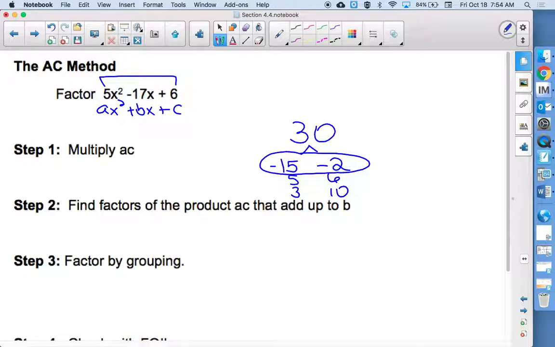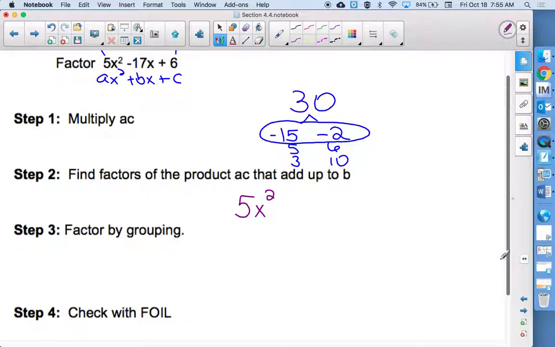So we're going to take our original problem and rewrite it using these two numbers as factors. My first piece, the a term, says 5x squared. I'm going to keep the 5x squared. The next term was negative 17, and Josh just gave me two numbers that combine to be negative 17. So instead of writing negative 17, I'm going to write negative 15x and negative 2x.